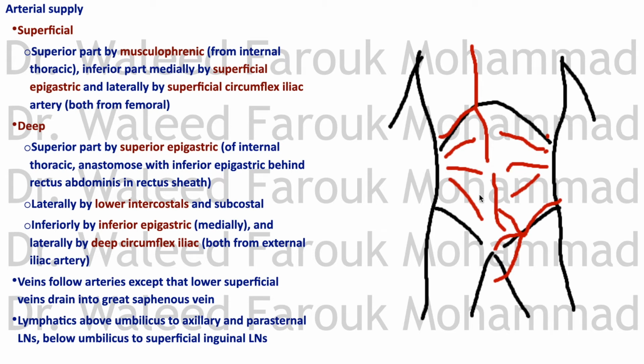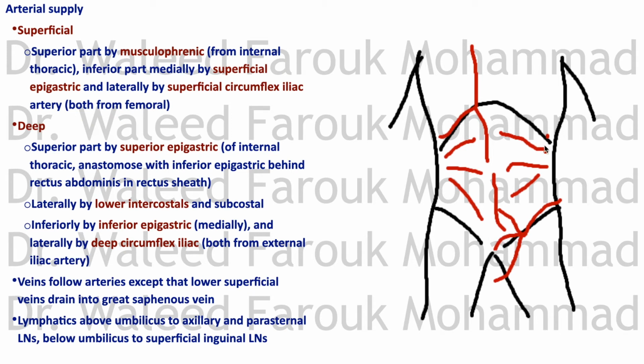Okay, the veins follow the arteries, except for these superficial branches. Instead of draining into a femoral vein, no, they drain into the great saphenous vein, the great vein of the thigh, coming from the foot, actually. It's the longest vein in the body, the great saphenous vein.